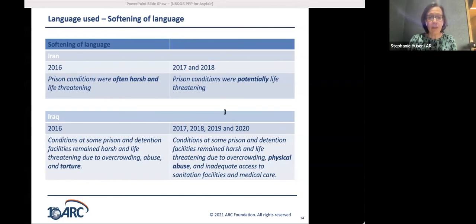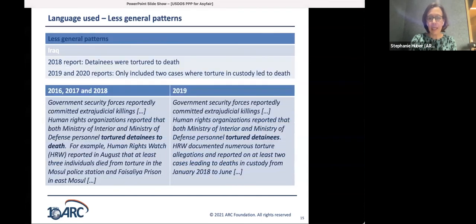And lastly, we observed in the reports produced under the previous administration that on occasion fewer general patterns were described, assessments were removed, less statistical data was included, fewer illustrative incidents were detailed, and less specificity was provided on particular issues. Again, this is an example from Iraq.